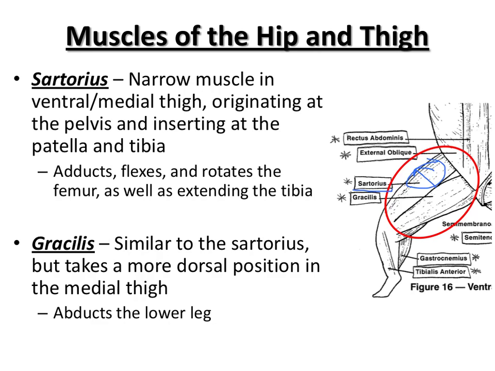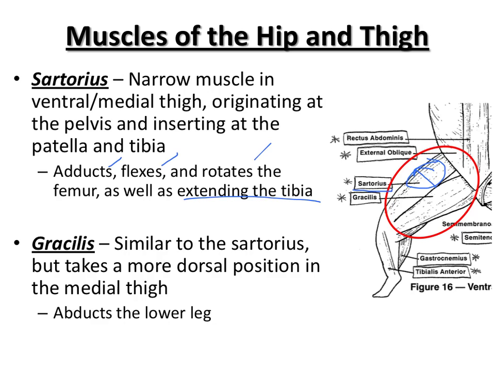And the sartorius originates at your pelvis and inserts at the kneecap and tibia. This does all kinds of stuff, as you see it. It adducts the femur, so it brings it back toward the midline. It helps to flex the femur, so to raise your leg, helps to rotate the femur, and it also helps you to extend your tibia, so it helps you to extend your leg and do that kicking motion.